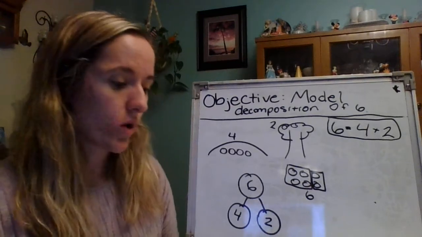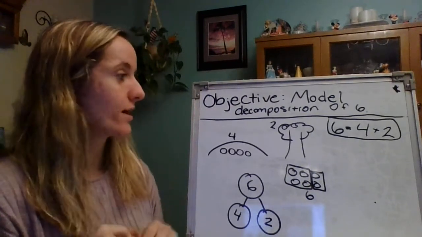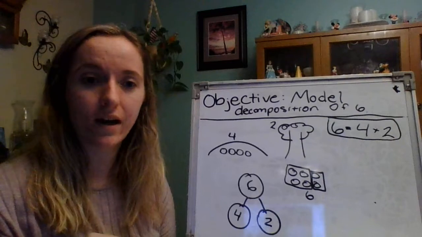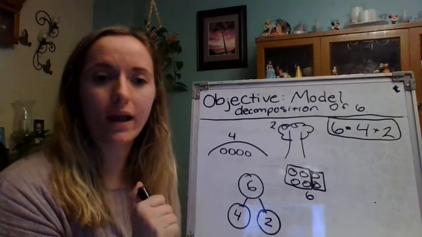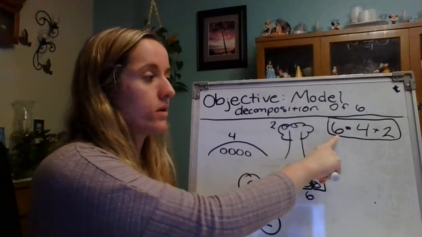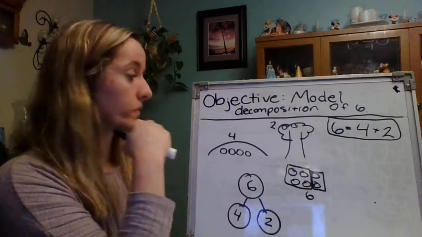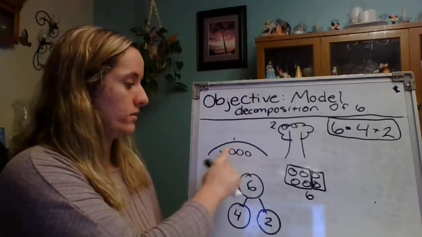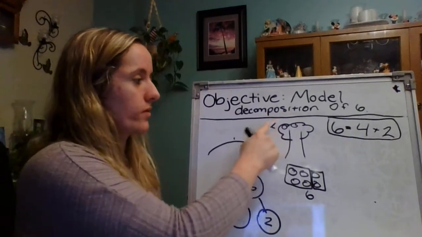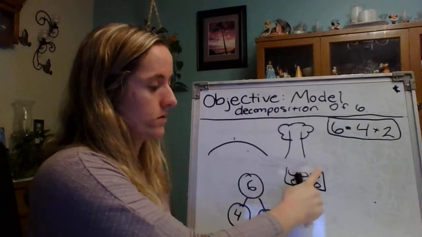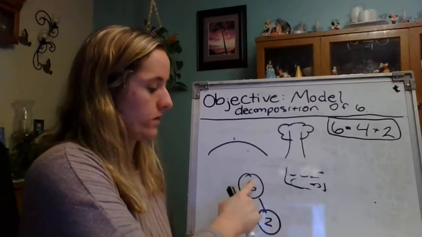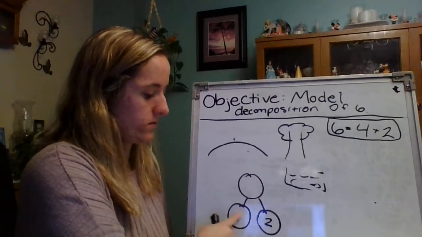Now we're going to do one more problem and figure out another way that we can break up the number 6. Does anybody know another way that we could make 6? Think about that one. What is another way that we can make the number 6? Great, this one. I'm going to erase all these.